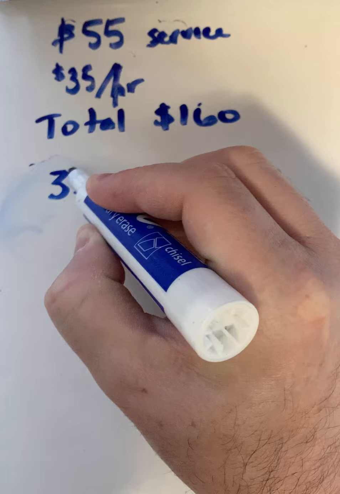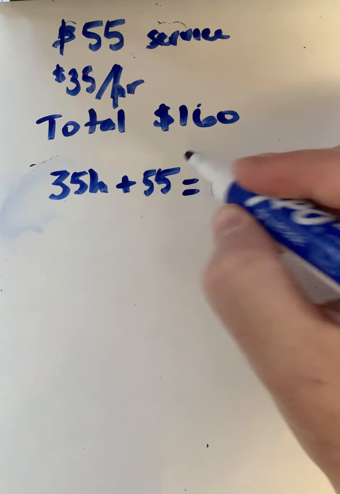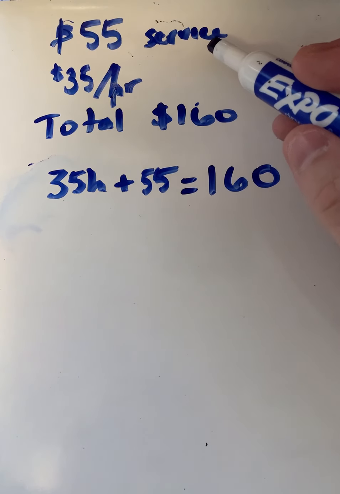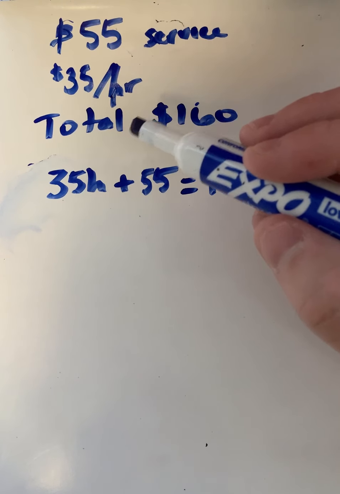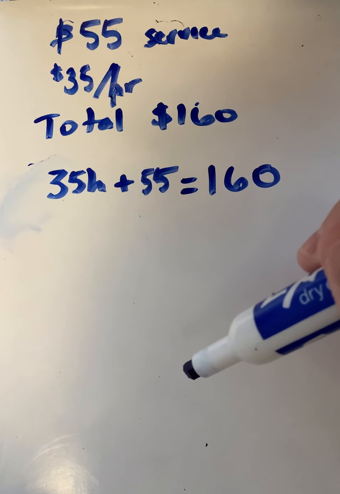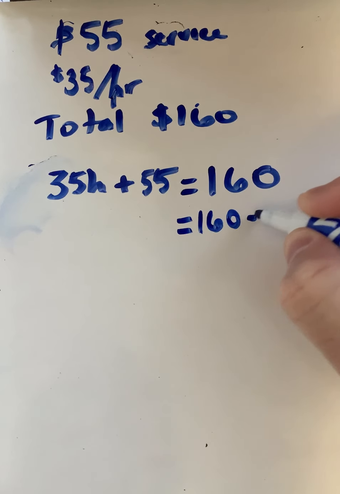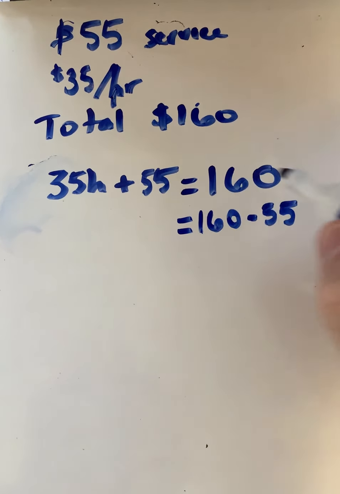So 35H plus, I didn't do it in line again, 55, right? The 55 for the service call doesn't change. You're going to get charged no matter what, whether he works on your stuff or not, you're going to get the $55. And then it's simply what we've been working on the entire time, 160 minus 55.